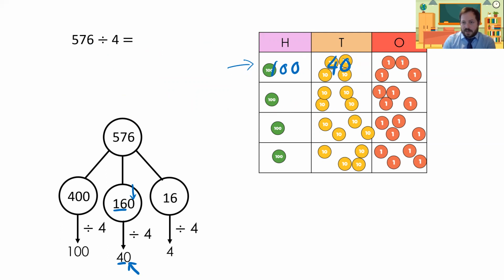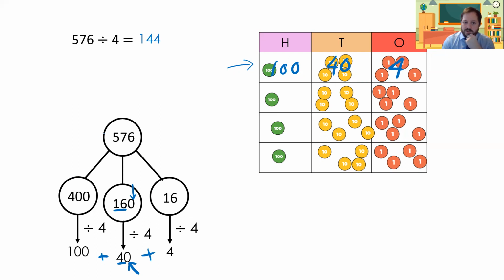So we can put in here 4, and then we pull all our numbers together. So either we add them down here using this method, 100 plus 40 plus 4, or over here 100 plus 40 plus 4, and our answer is 144.